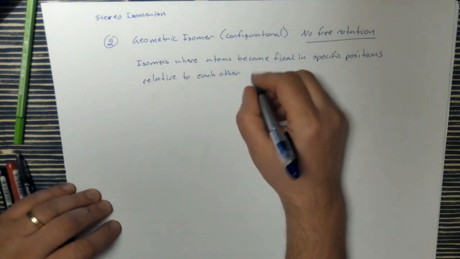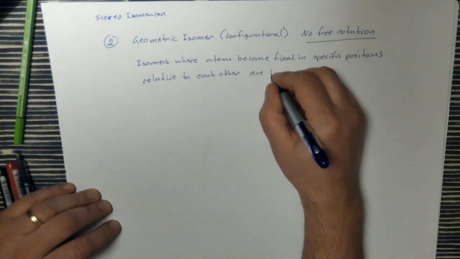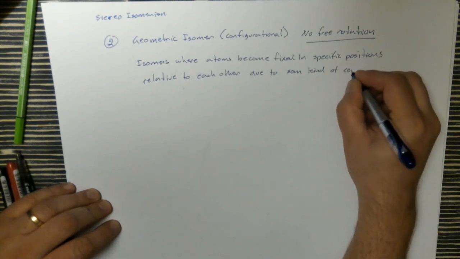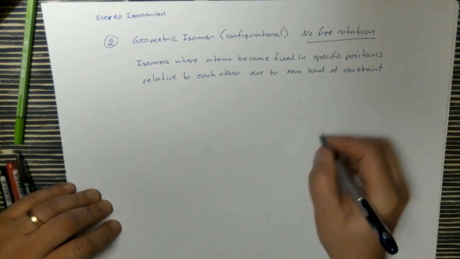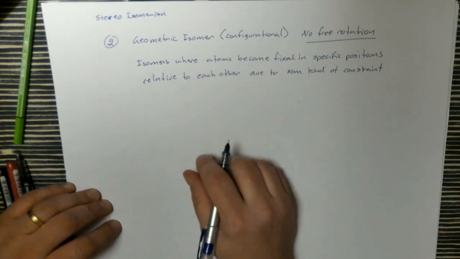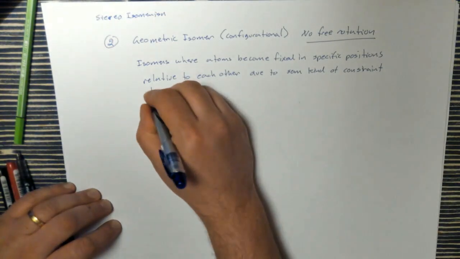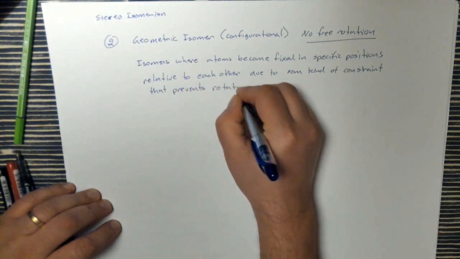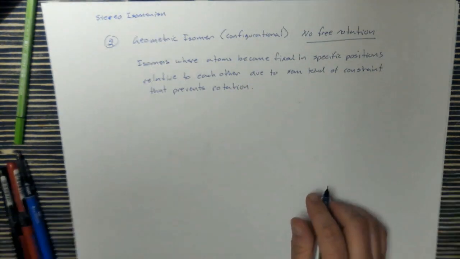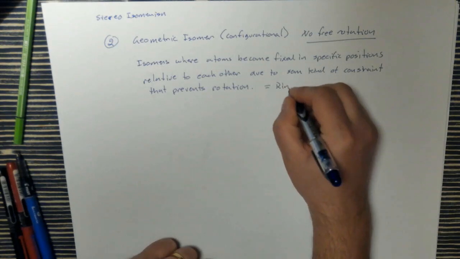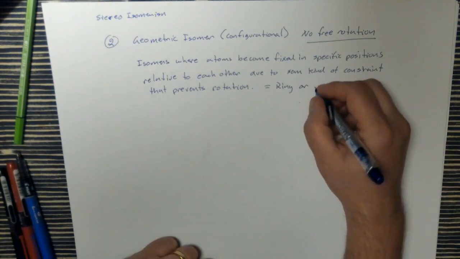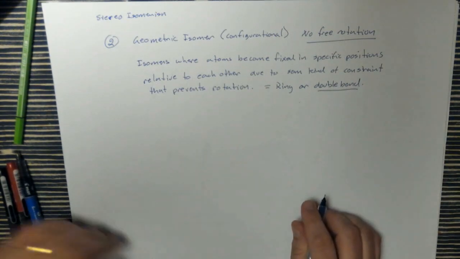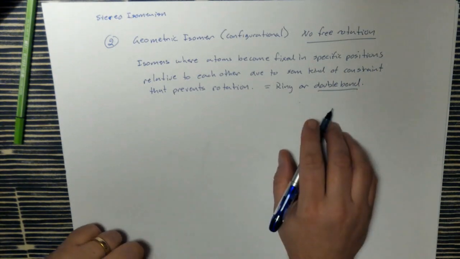And this is due to some kind of constraint. And by constraint I mean something that hinders it, stops it, right? That prevents rotation. And usually this is a ring, or even more commonly it is a double bond, or at least more commonly in the way I'm going to talk about it. So let's look at how this can possibly be true.